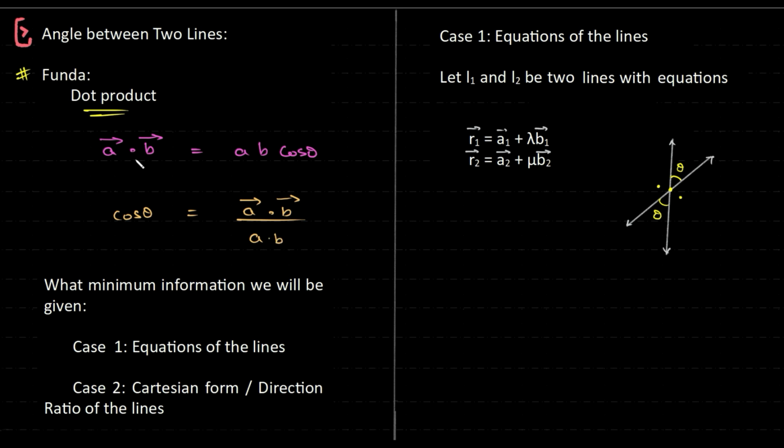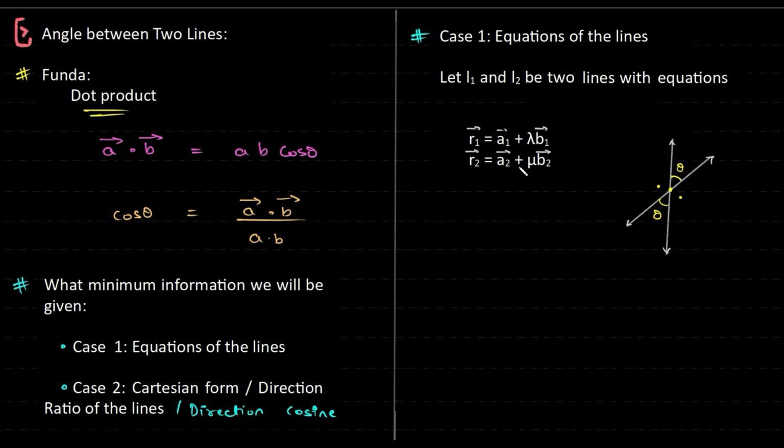Remember, we started off talking about the direction. That's all we need. Either we'll get the equation of the lines, or the Cartesian form, or the direction ratios, or even the direction cosines. Whatever form the direction comes in, it's okay. We can make use of any one of these scenarios and figure out the angle between two lines.